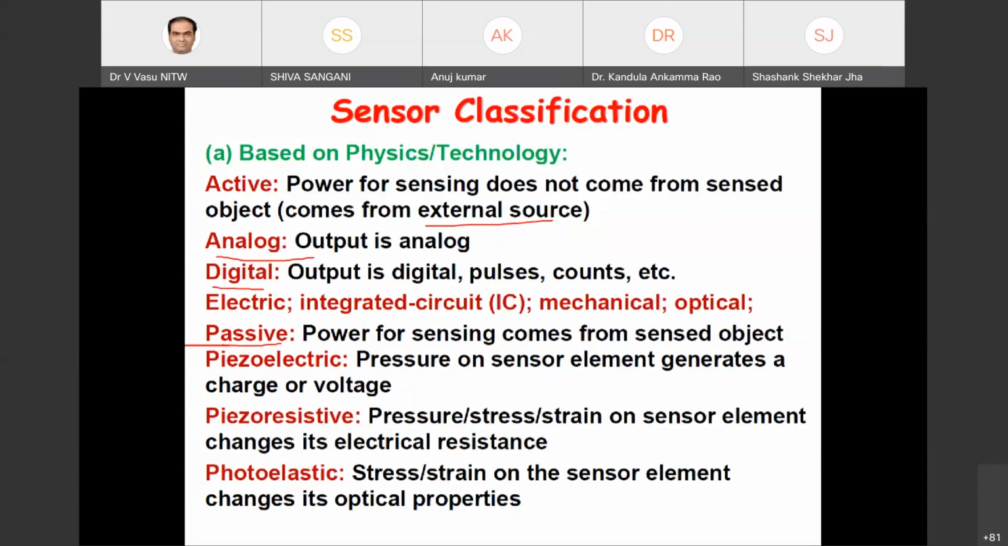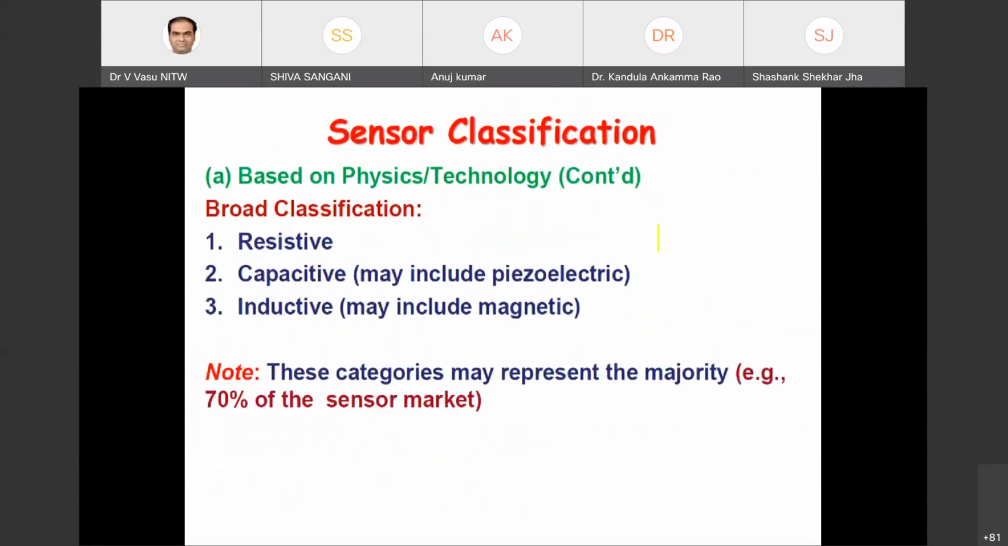We have passive sensors, where the power is generated by themselves only. And we have piezoelectric, piezoresistive, and elastic sensors. These are some other sensors which are there.